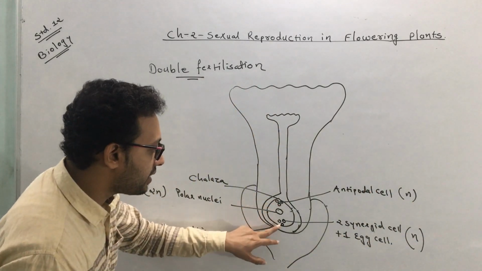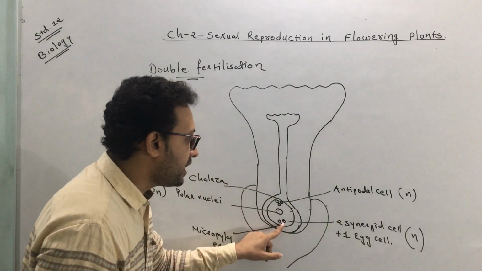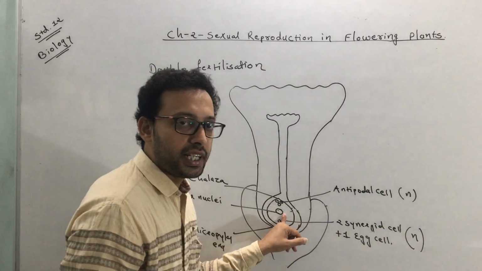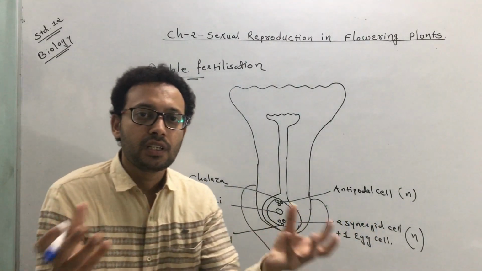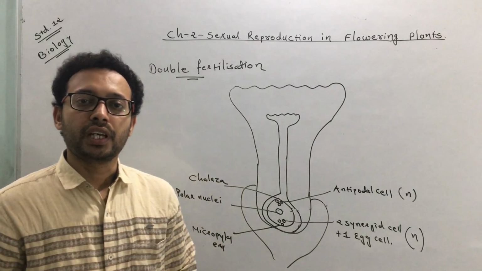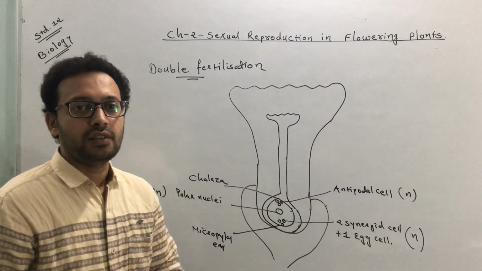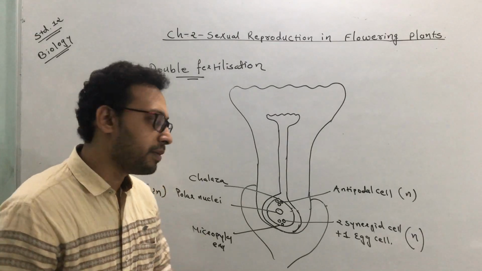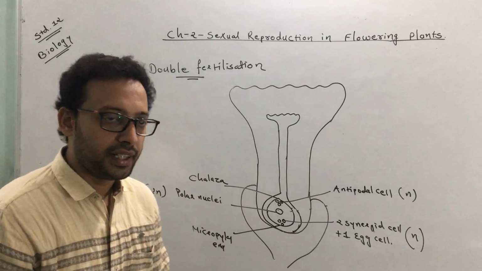So all 3 antipodal cells are haploid. 2 synergids and 1 egg cell, all these 3 are also haploid, but only the polar nucleus is diploid, because it is made up of the fusion of 2 nuclei. We have already discussed this during megasporogenesis, or embryo sac formation, the female gametophyte. Now, how does fertilization take place?